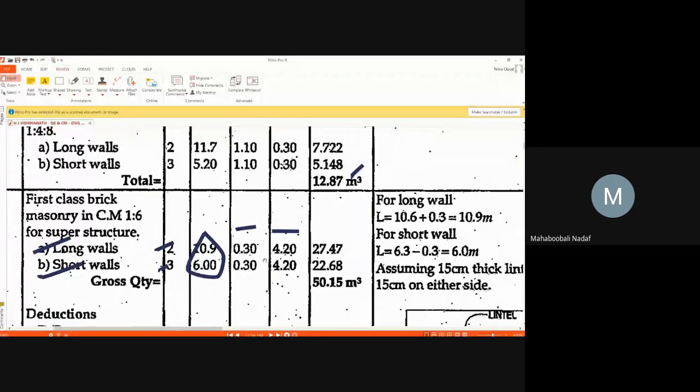So those things you are writing here, okay? Now I will continue with this one. Width 0.3, height 4.2 from the cross section. You are writing it like this, okay? You have not written in the length column.